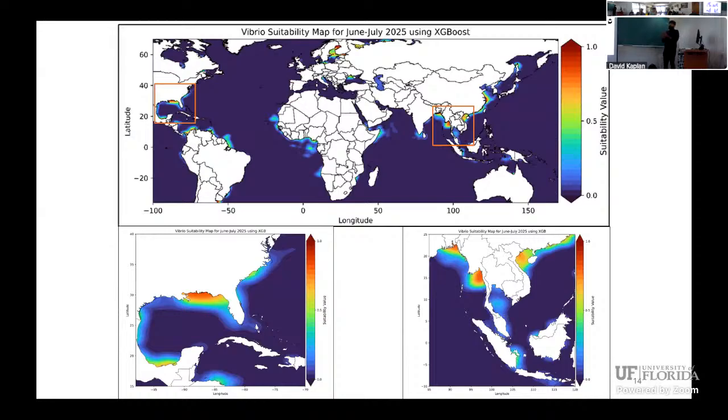And based upon that, I trained the model on the past 20 years of data, from the 1990s to 2022. And based upon that data, this map was prepared for the summer of 2025, taking the average of June and July months. And this is on a pixel-based grid, and we just focus on Florida and Bangladesh.